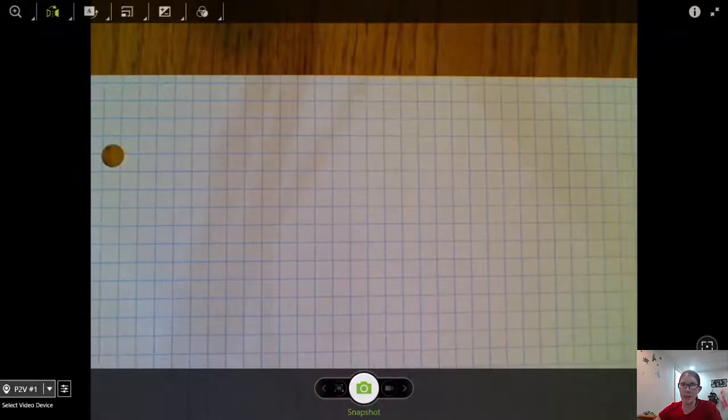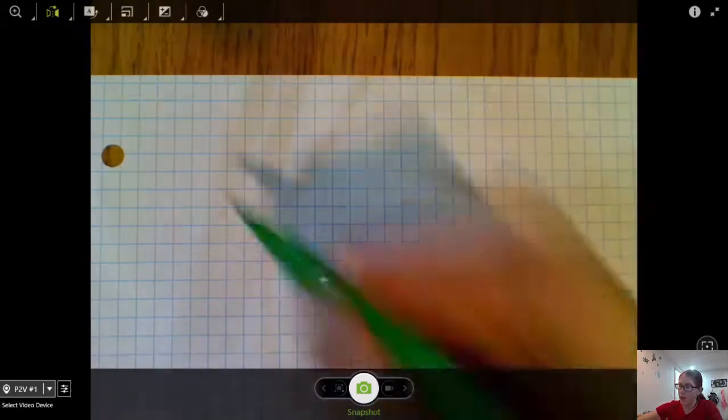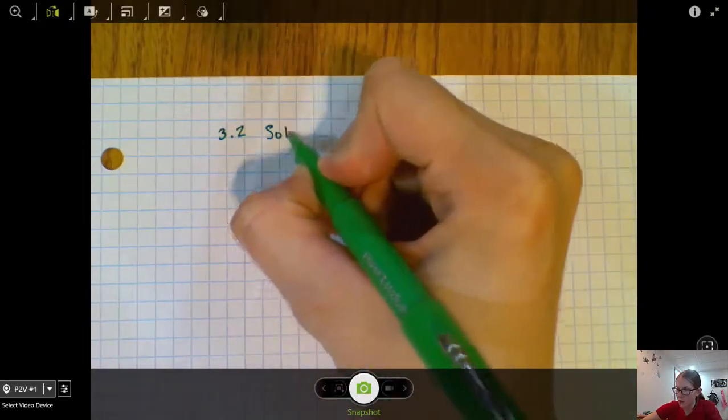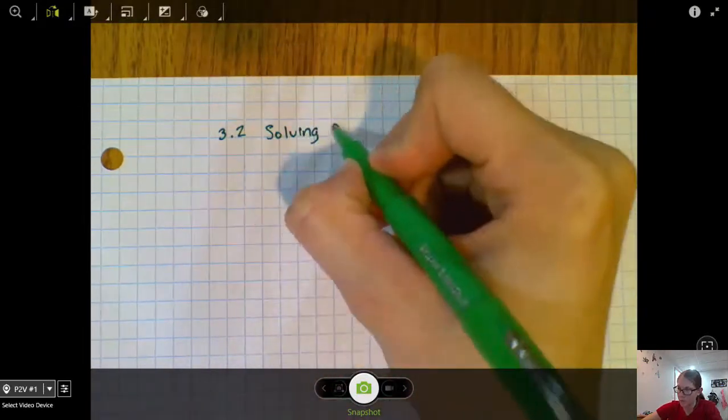Okay, at this point we have seen how to solve systems of equations using our graphing calculators and looking at graphs by hand and on our calculators. And there are definitely some disadvantages with using some of those methods. So that brings us to section 3.2, solving systems algebraically.